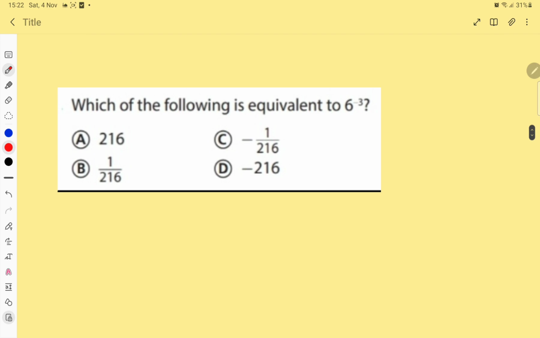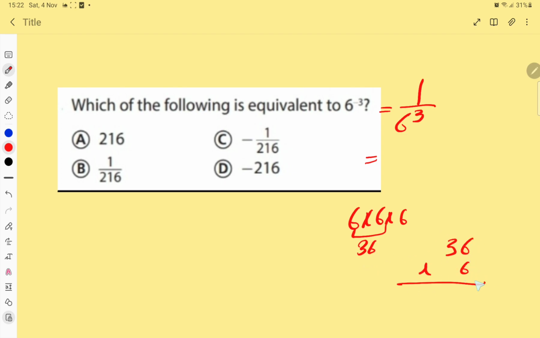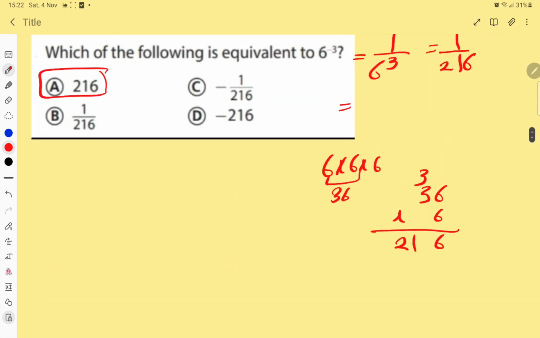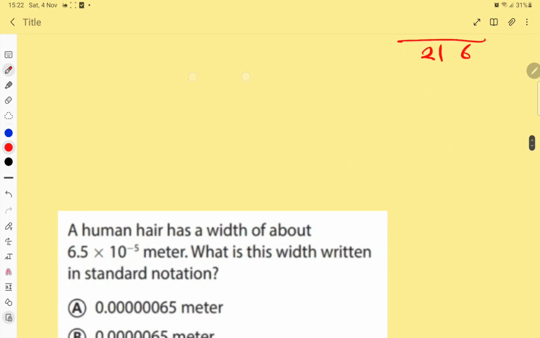Which of the following is equivalent to 6 power negative 3? Actually, the negative sign switches, so it's equal to 1 over 6 power 3. 6 power 3 is the same as 6 times 6 times 6. 6 times 6 is 36. Multiply by 6: 6 times 6 is 36, 6 times 3 is 18 plus 3 is 21. So it's equal to 1 over 216. Option A is 216, take care. I wanted 1 over 216. So the correct answer is 1 over 216.